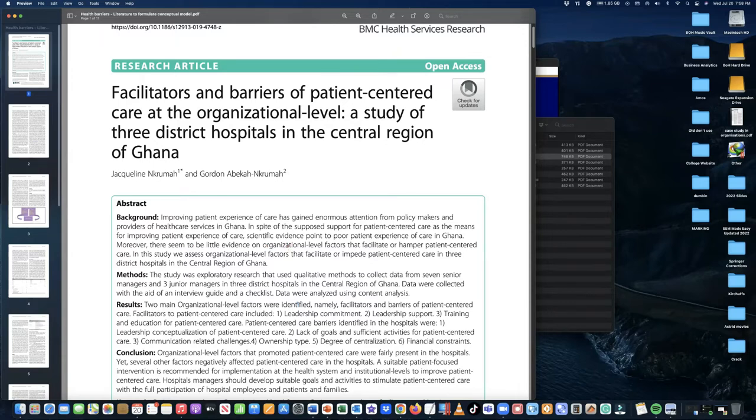So please, whenever you are doing the PhD, ask yourself, which level factors are you doing? Are you doing a combination, or are you doing one level that facilitates or hampers patient-centered care?